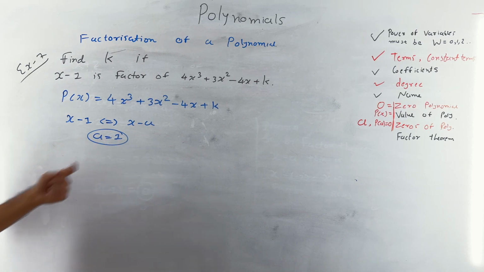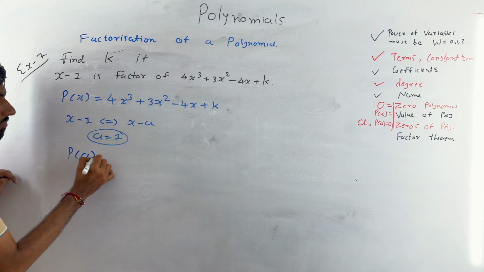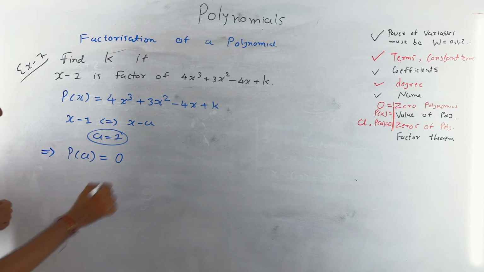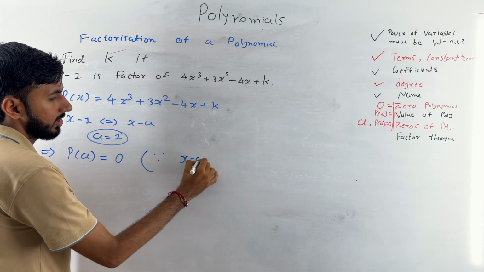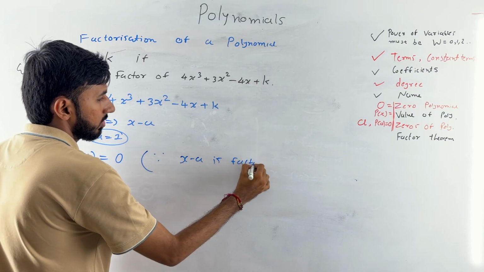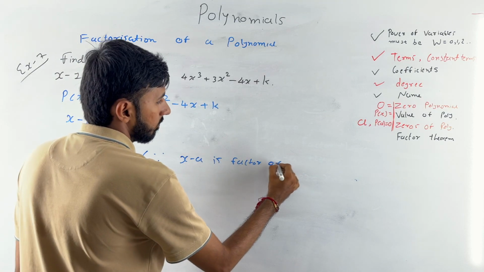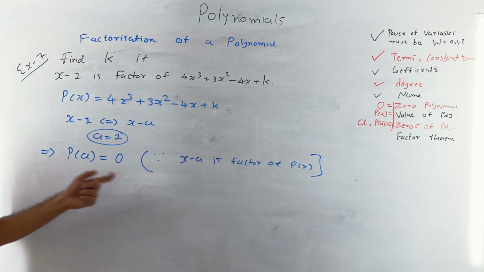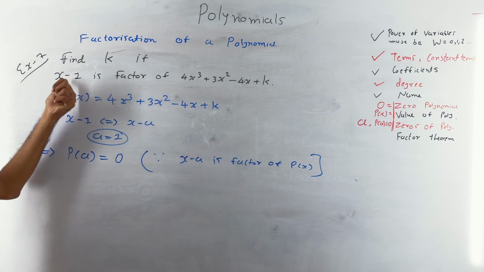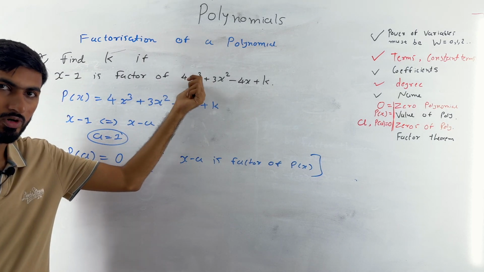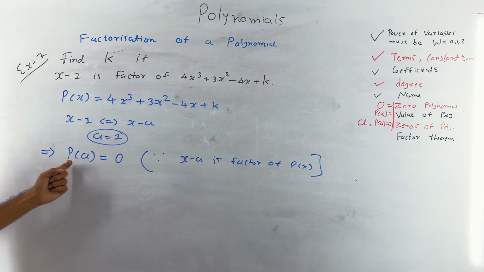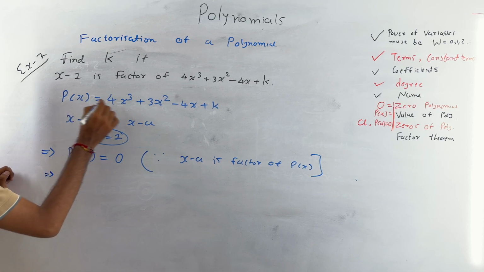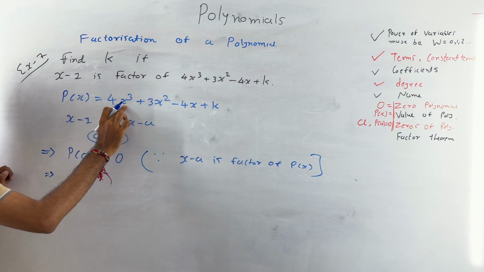Now once you get a, you have to find the value of P of a. I have written P of a is equal to 0 because x minus a is a factor of P of x. That is given in the question, right? In the question, x minus 1 is a factor of this polynomial, already given. So I can write P of a is equal to 0. Now my a is 1, so find the value of P of a. Just put 1 instead of x in this polynomial.